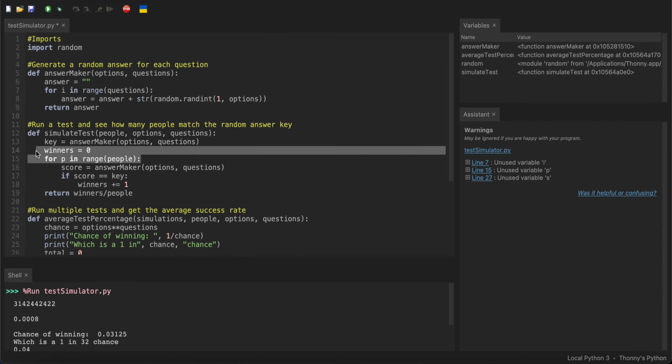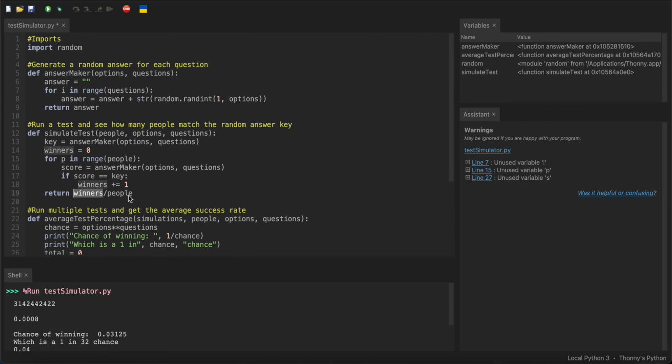Then we say for each person, give them an answer, and we'll call it score. So this is what they got on the test. And if their score is identical to the key, that means they got it right, so we add 1 to the winners. And at the very end, we divide the winners by people to get the percentage of winners who won.